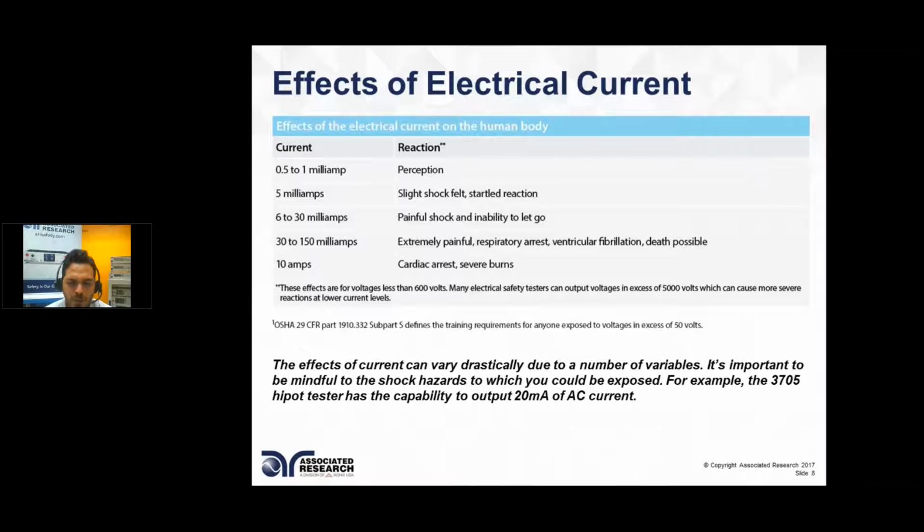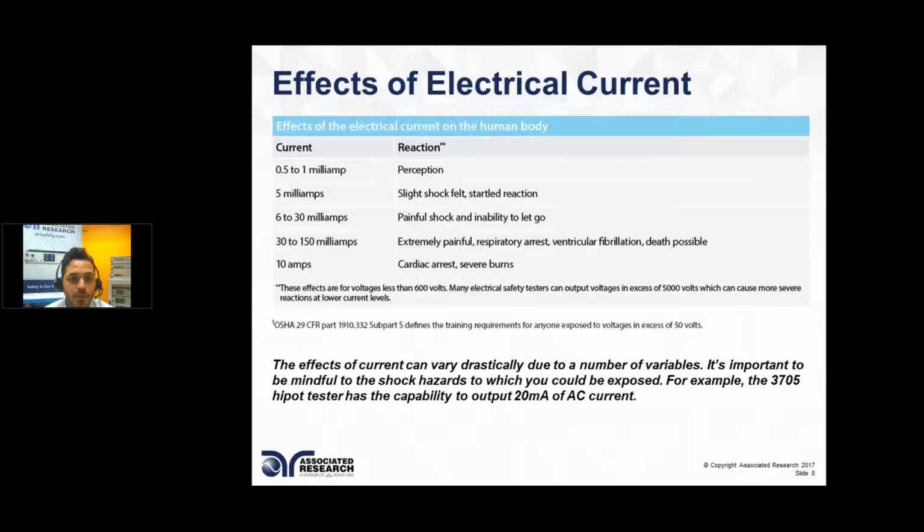Even when you're touching your high-pot tester, perhaps, or picking it up, it might feel like it's vibrating, but that could just be stray leakage current that you're feeling, where it's not high enough to hurt you or feel a sensation of pain. It's hard to describe, but it feels like a vibration or a tingle. At about 5 milliamps, we'll feel a slight shock or a startled reaction.